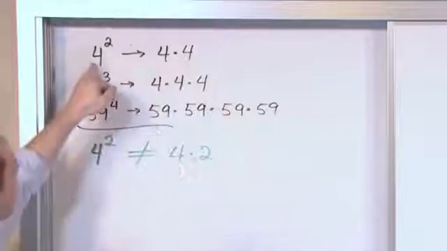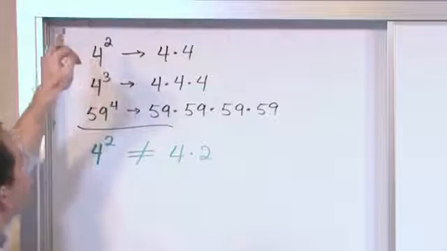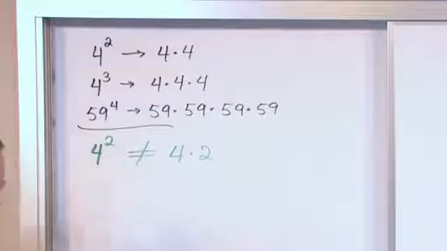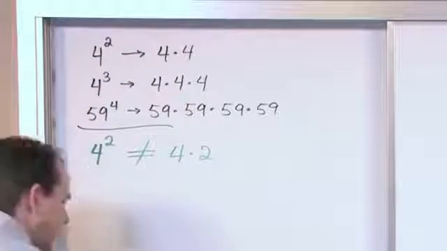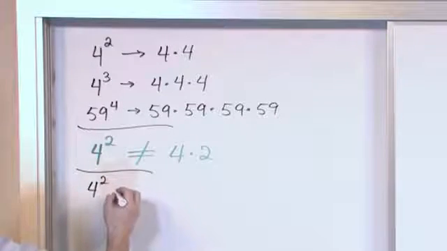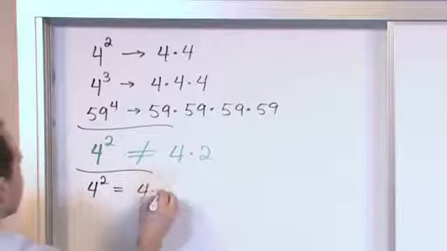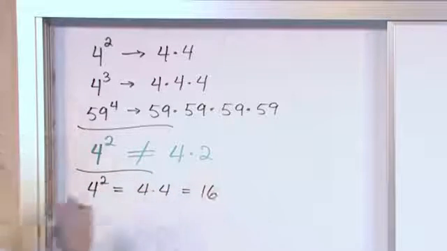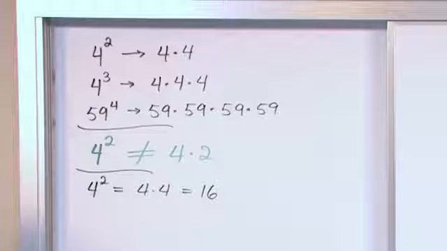What you're doing is you're multiplying the bottom number here by itself as many times as indicated by the number up there. So we already talked about it, but I'll just write it down. So for instance, 4 squared is equal to 4 times 4 is equal to 16. That's how you get that. All right? Let's do another one.